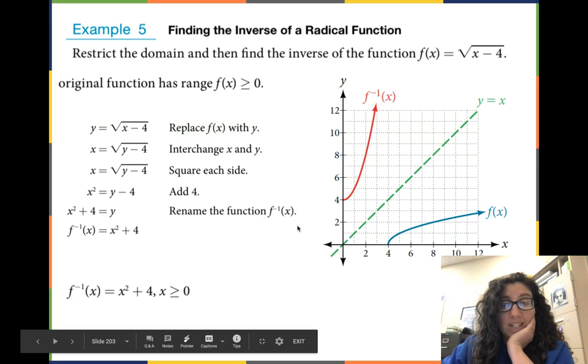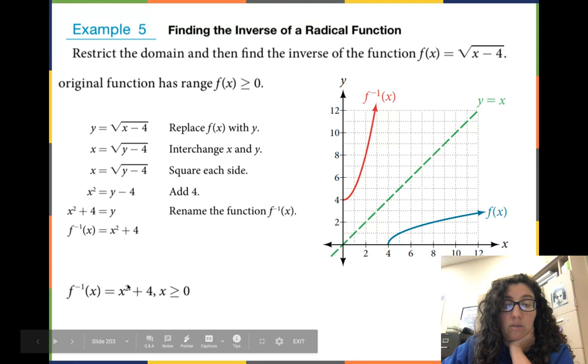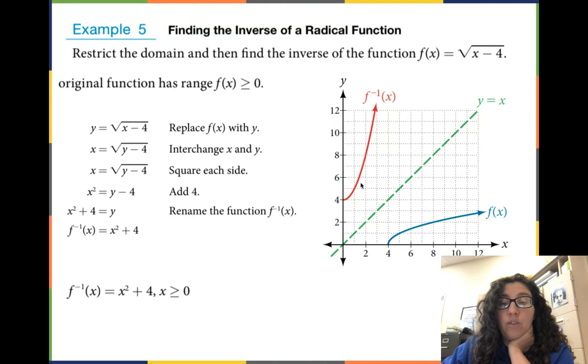Okay, we're only going to take half of this parabola, right? This parabola is just shifted up by 4. The range of our original function has to match the domain of our inverse function. So we're going to take just this half of the inverse function to make it an actual invertible function. And once again, we can see that the graphs reflect across each other across y equals x.